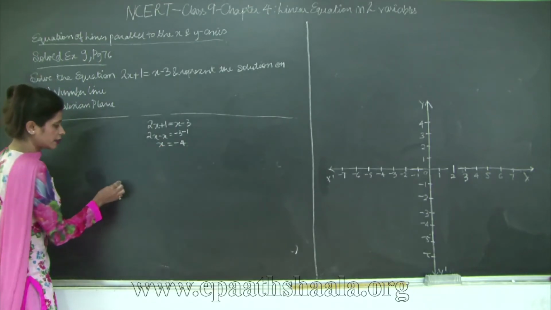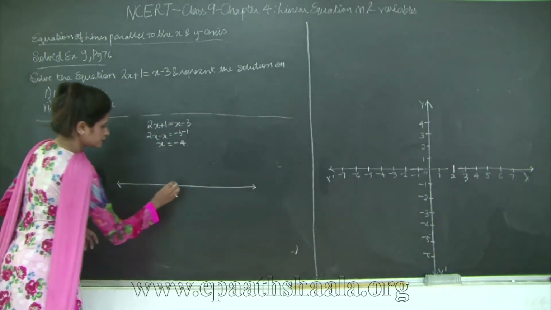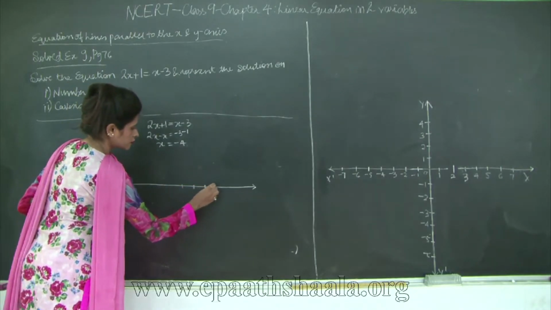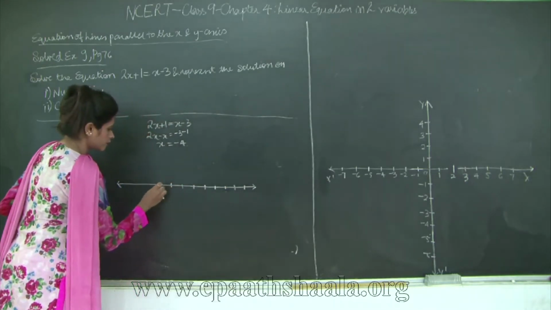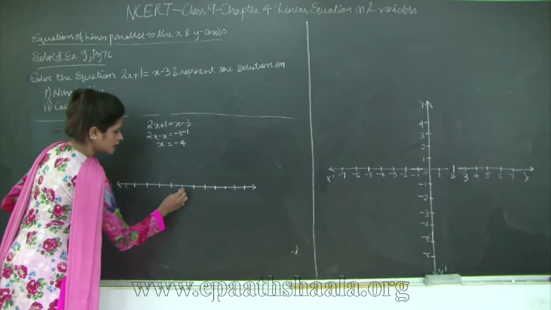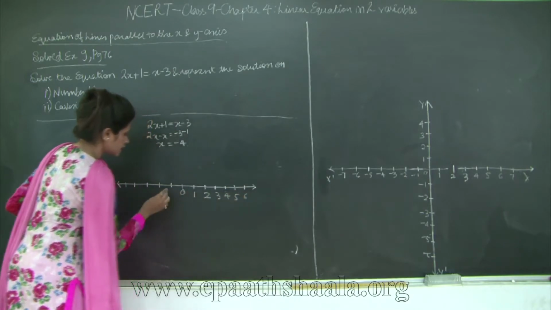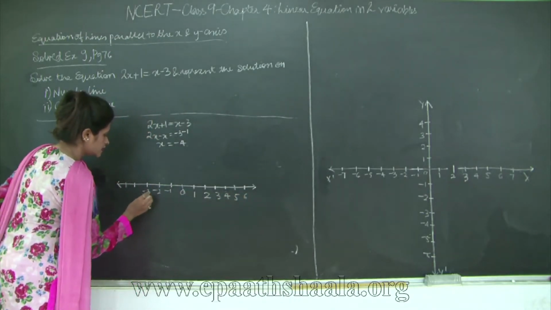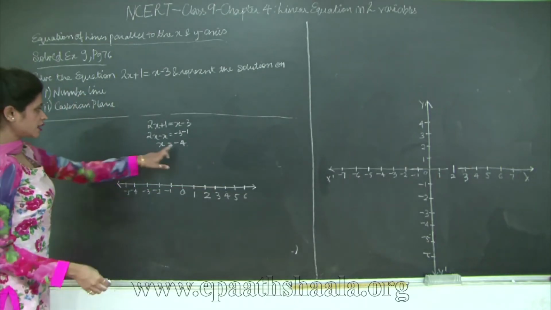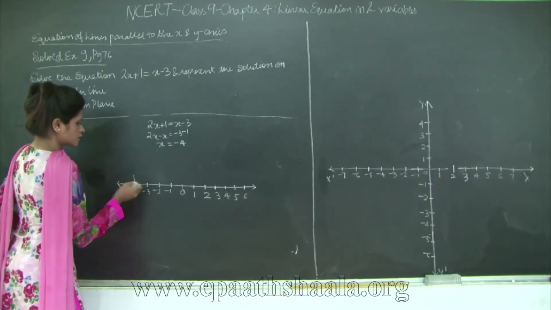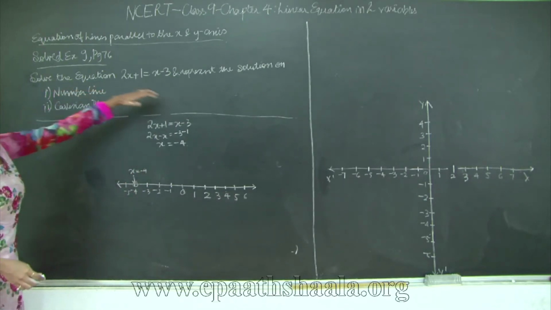Now representing this on a number line, let's say this is my number line. I have 0, 1, 2, 3, 4, 5, 6, minus 1, minus 2, minus 3, minus 4, minus 5, and the line will extend indefinitely in both the directions, but x is what? Minus 4. So this is x is equal to minus 4. My x is here. So we have represented this equation on the number line.